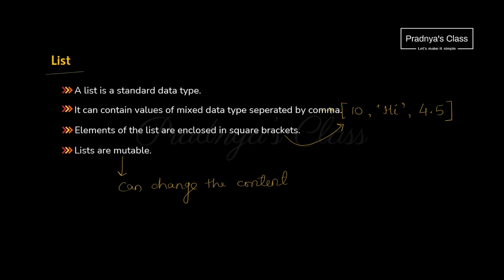Alright, let's understand what is list. It's another data type. It allows mixed data types which are separated by comma. We enclose list elements in the square bracket. Important property, list is mutable. We can change the content in place.